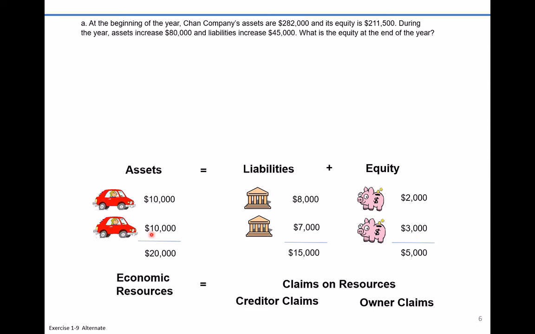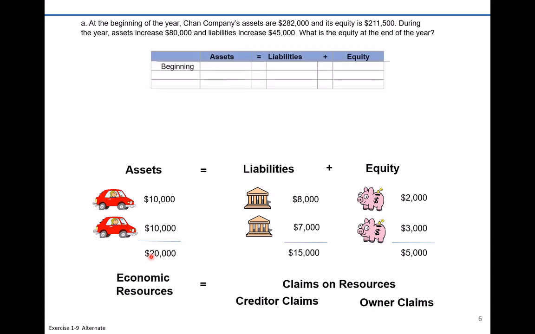The beginning balances plus or minus changes throughout the year will equal the ending year balances. So let's go back and take a look at problem A for Chan Company. We have the balance sheet equation, and at the beginning of the year it says Chan's assets were $282,000. Now its equity at the beginning of the year was $211,500. So can we solve for what liabilities were? Well, sure. We just take 282 minus 211,500, and liabilities had to be $70,500.